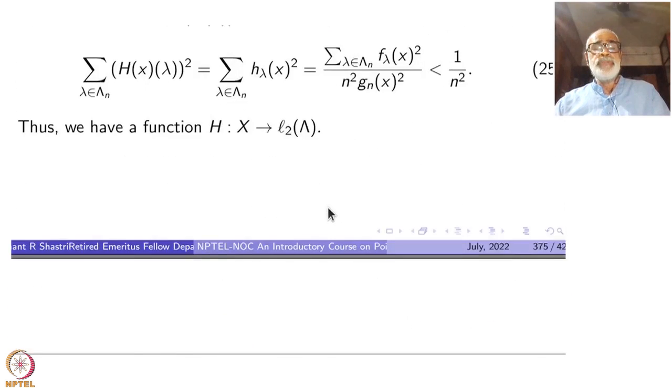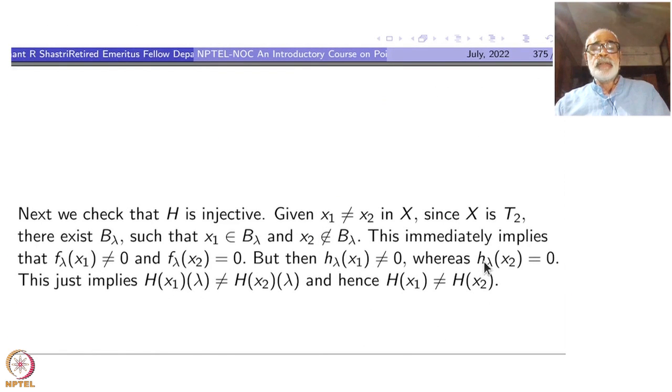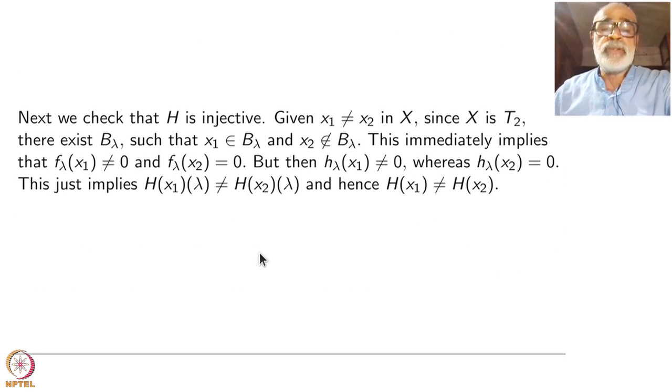This is 0 if and only if this is 0, right? That is what it is. So, h_lambda separates points, okay? Therefore, h(x1)(lambda) will not be equal to h(x2)(lambda). So this lambda coordinate will be different as soon as x1 is not equal to x2, okay? So, this proves h is injective, all right.